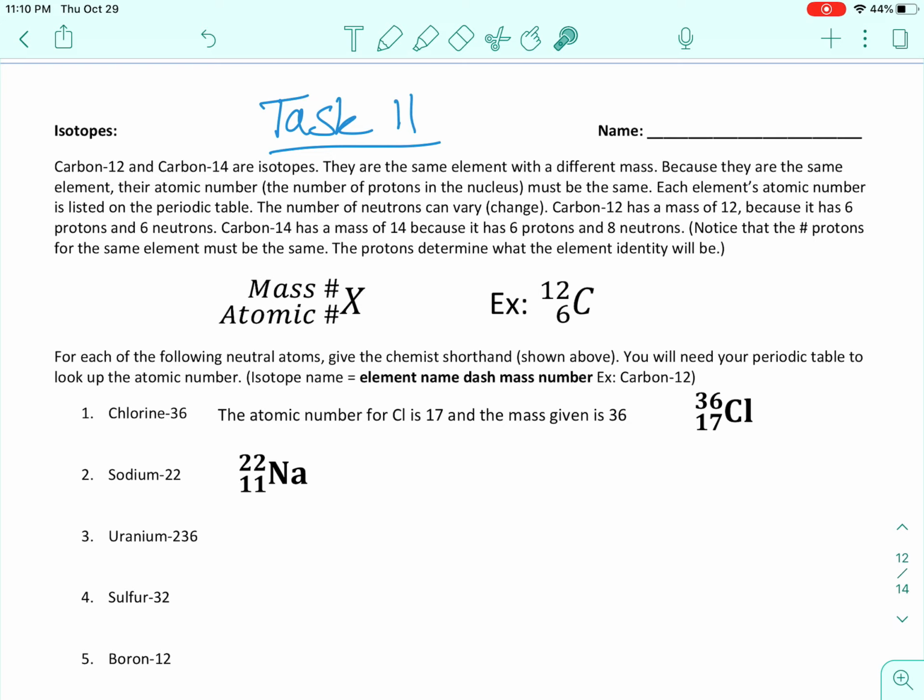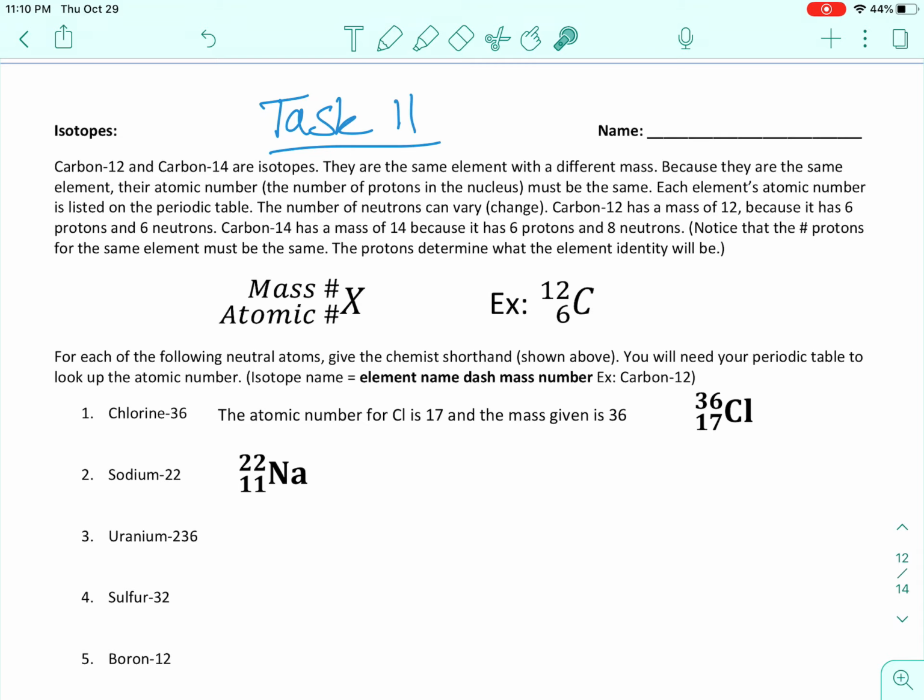Notice that the number of protons for the same element must be the same. So carbon 12 has 6 protons and carbon 14 has 6 protons. They both have the same number of protons, 6, because they're both carbon. The number of protons determines what the element identity will be. And then here's just an example of the shorthand again.